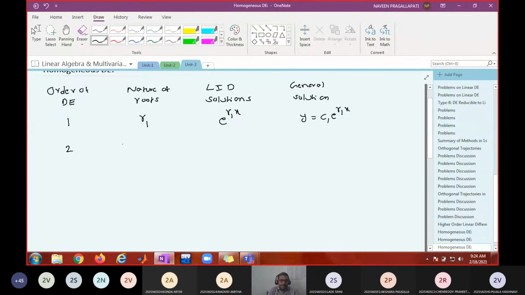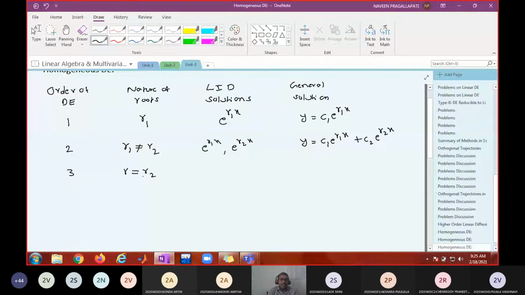Roots are distinct. Let us say if there is a second order, there will be two roots. If the two roots are distinct, the independent solutions are going to be e power R1x and e power R2x. What is the general solution? C1 e power R1x plus C2 e power R2x. Is that fine?